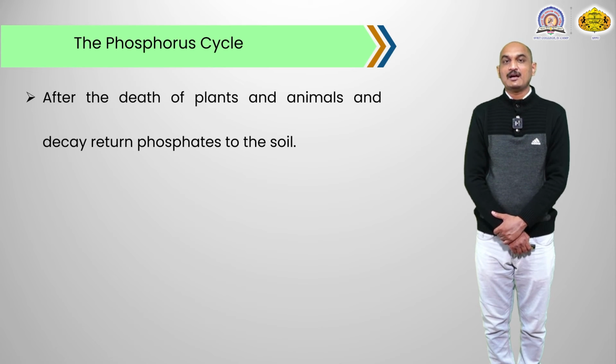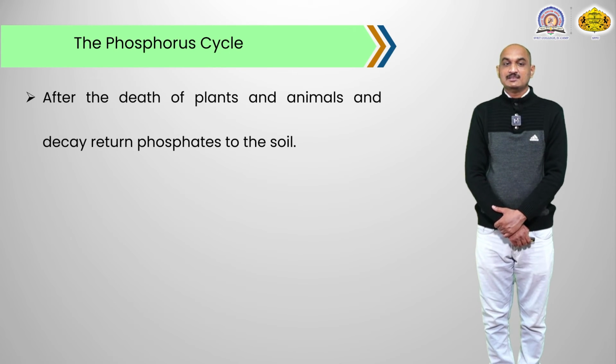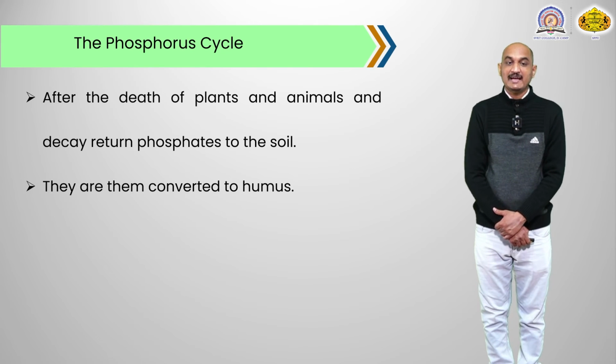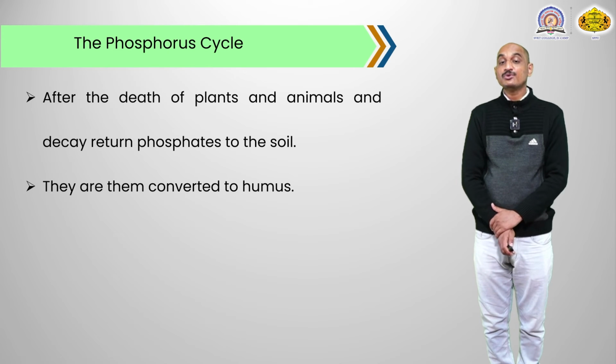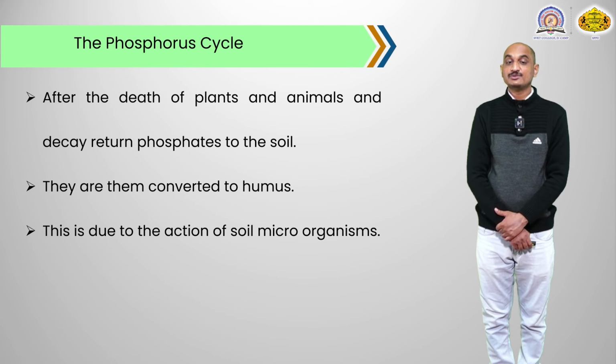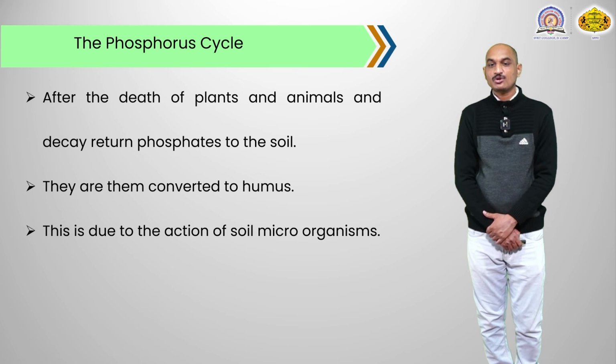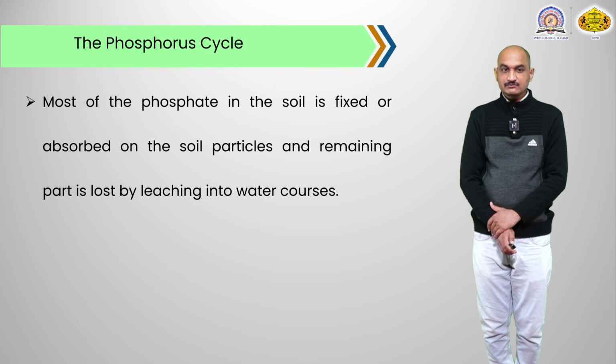After the death of the plants and animals, decay returns the phosphate to the soil, that is the recycling of the phosphate, okay, and it is then converted to humus, and this is due to the action of soil microorganisms. Here once again the role of microorganisms is most important.